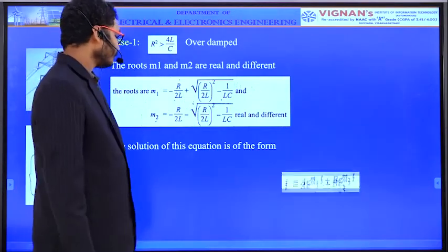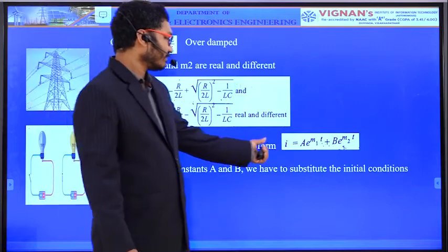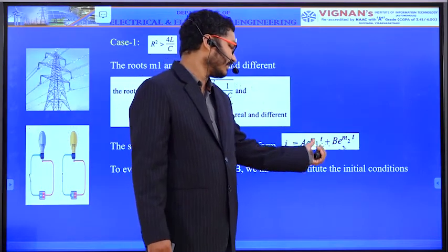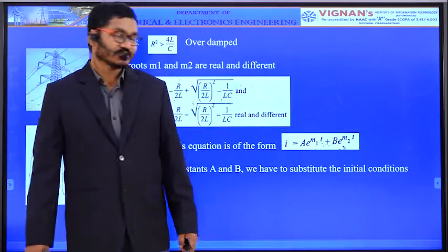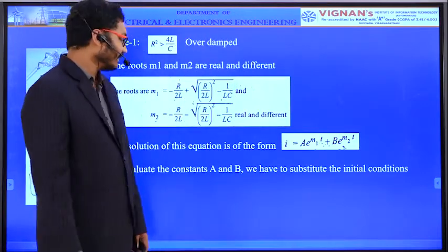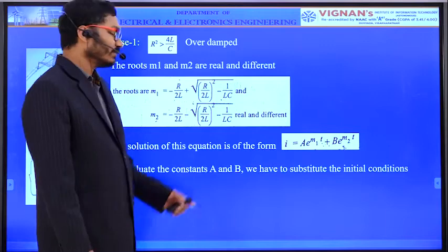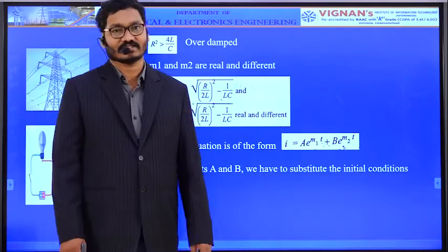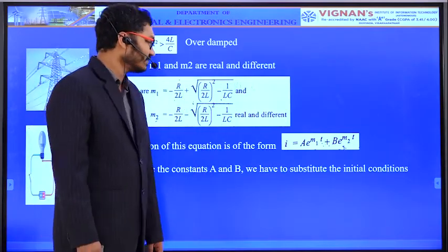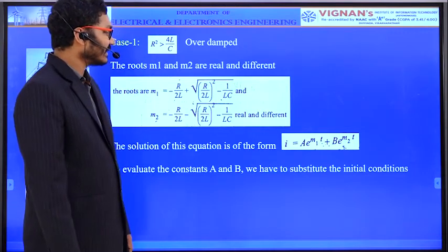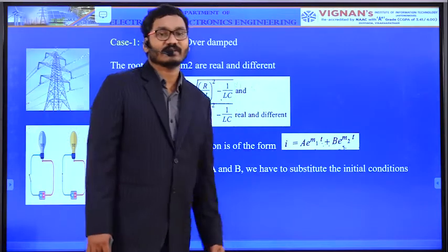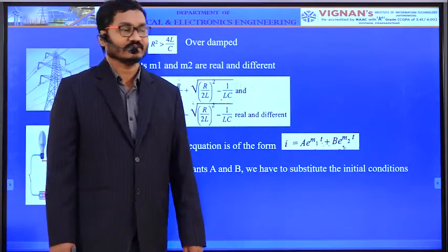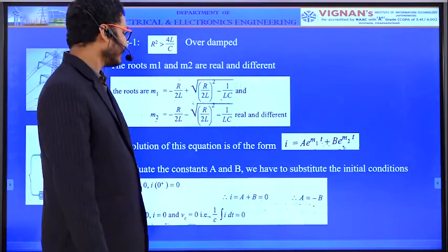So just now I explained, i equals a into e to the power of m1 t plus b into e to the power of m2 t, where a and b are the arbitrary constants. We have to eliminate these arbitrary constants. How do we eliminate the arbitrary constants? By using initial conditions. By taking initial values you have to eliminate the a and b values.